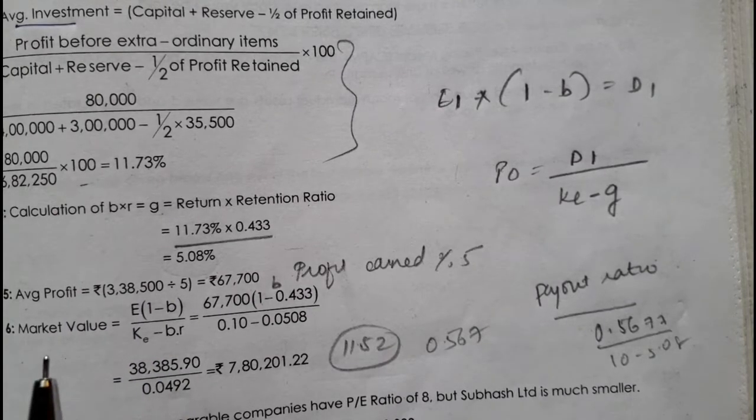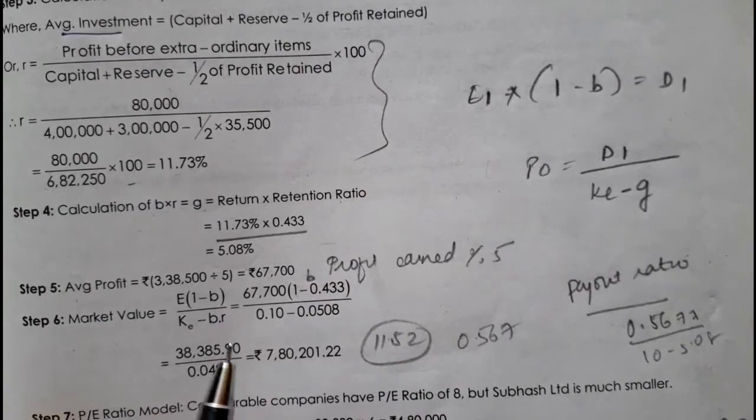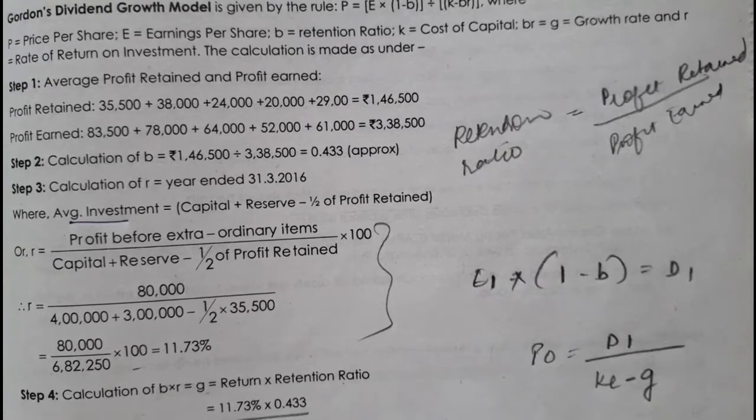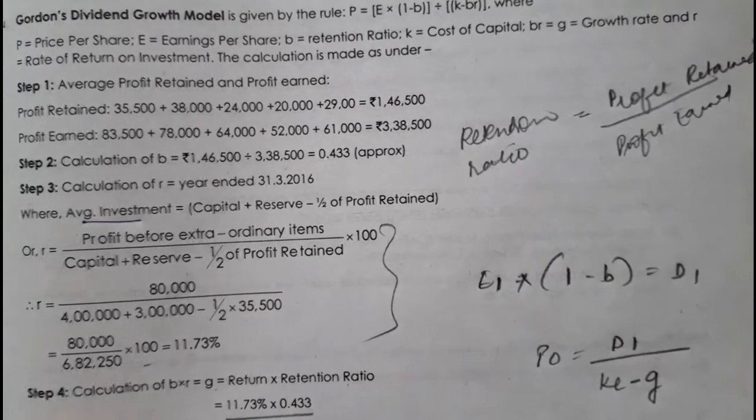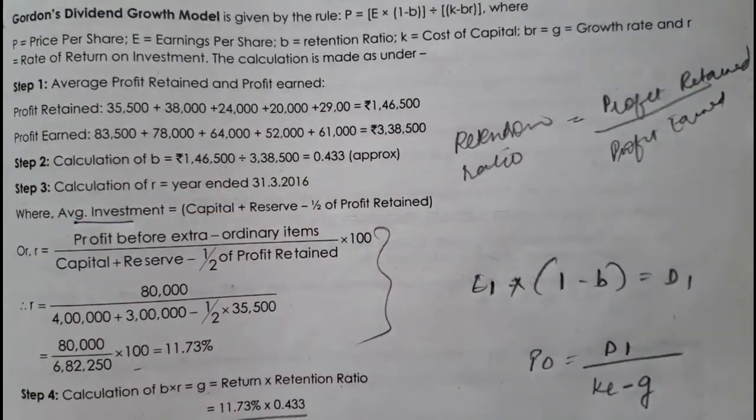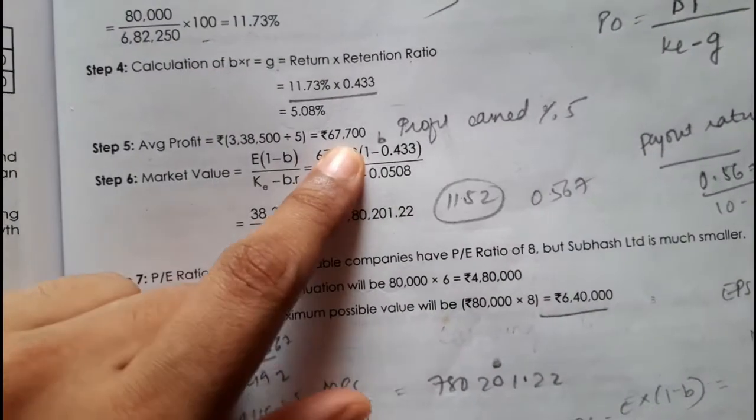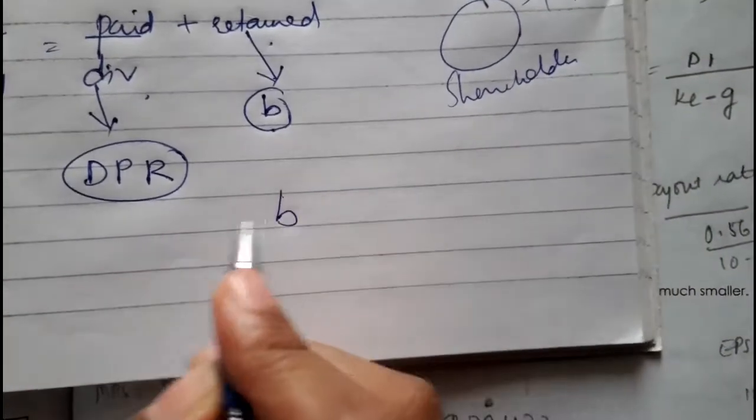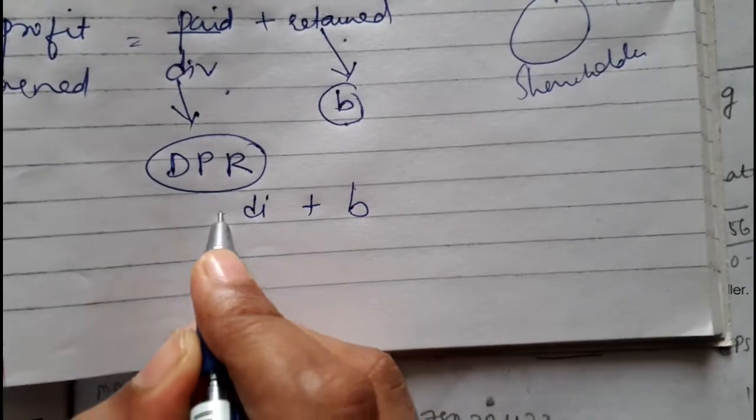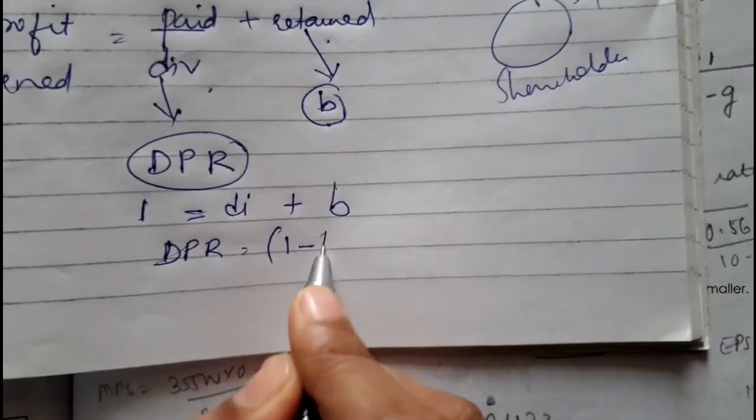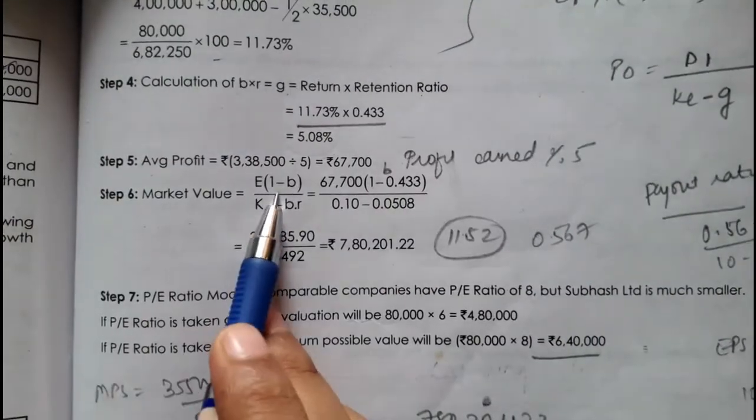Now what we need is, we have to take the average profit, because the profit earned is the dividend paid. So from the average profit, that is 83,500 plus 78,000 and all this, we have found the average, that is 67,700. From this we are going to pay the dividend. So if we know B plus the dividend payout ratio is equal to 1, the dividend payout ratio would be 1 minus B. So earnings into the dividend payout ratio will give us D1.